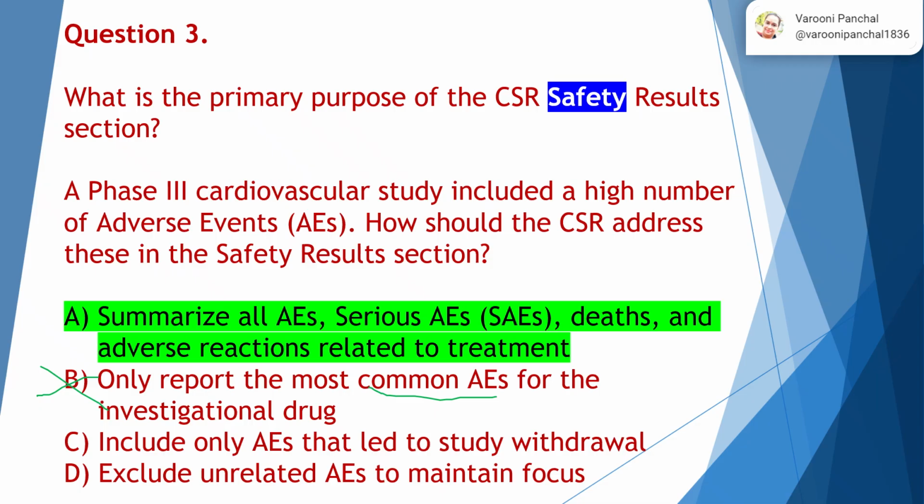Option C says include only AEs that led to study withdrawal. No, you have to include all the AEs, and hence this is not the right answer. Option D, exclude unrelated AEs to maintain focus. No, you cannot even do this because you need to know which AEs were related and which were not related. That kind of counts and percentages tables will be there whenever we present the listings, right? So the primary purpose of the CSR safety results section is to summarize all AEs, serious adverse events, deaths and adverse reactions related to treatment. So the correct answer is A.